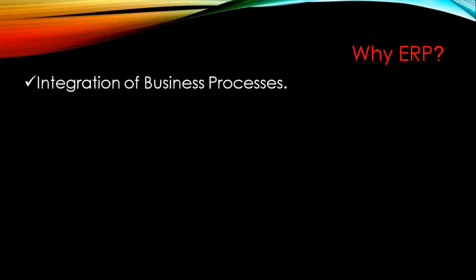Let's see. Integration of business processes. What that means is every company has different business processes. You can say they have a sales and distribution process, a procurement process, production planning, finance, and HR. All these business processes can be integrated into one software which is known as ERP.